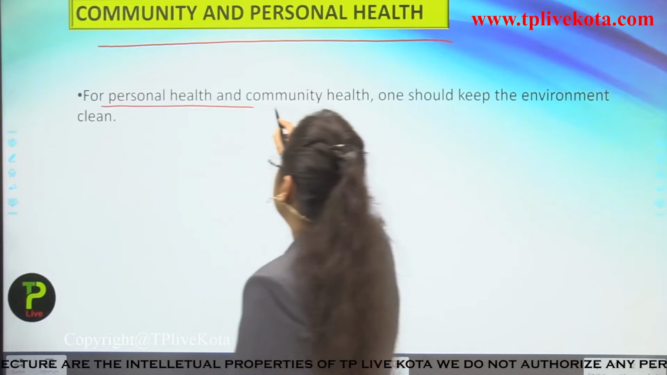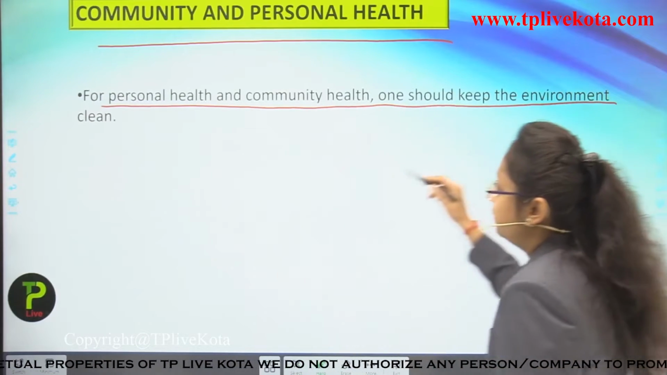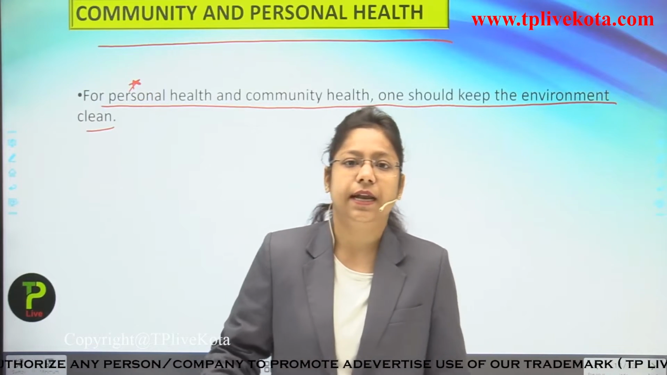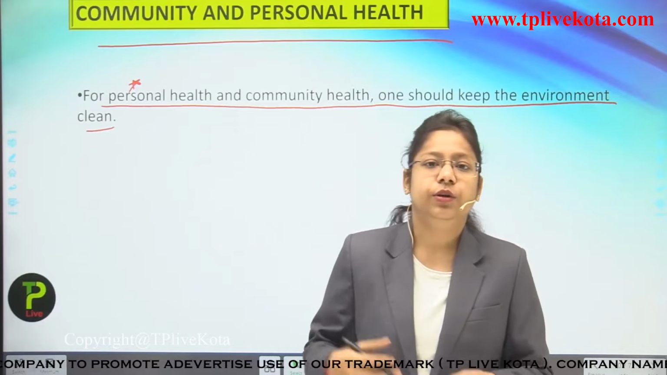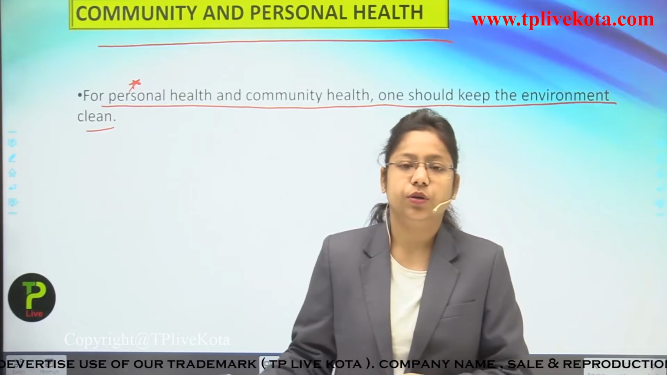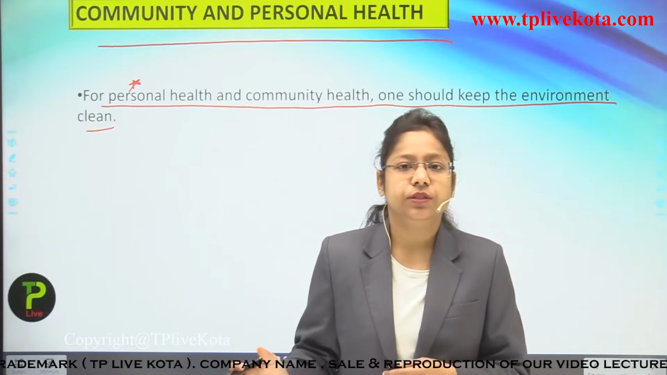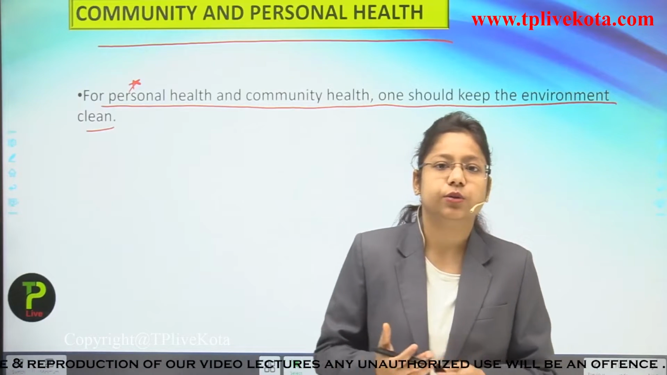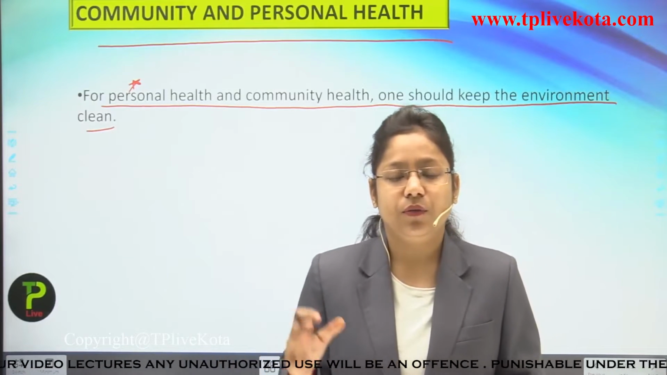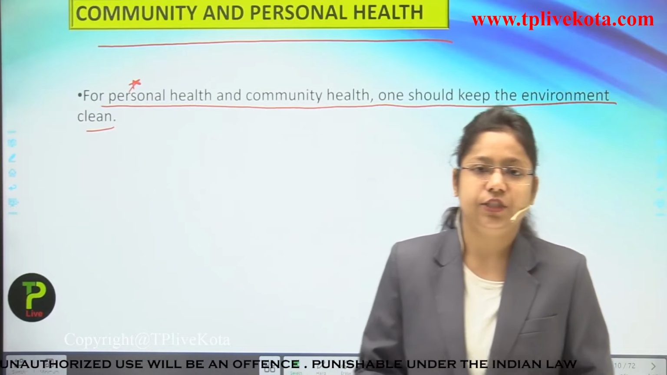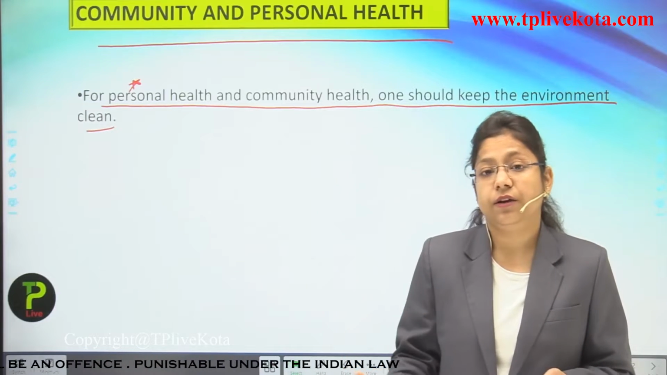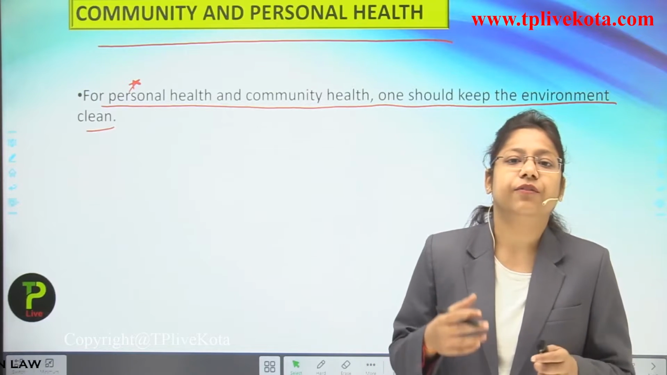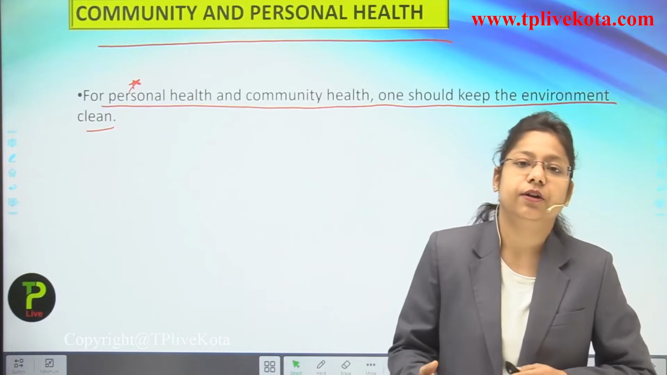For personal health and community health, one should keep the environment clean. This is very important. Actually, what people do is collect the garbage in our home and throw it on the roads. So what will happen, different kinds of infective agents like mosquitoes or flies will come over it, they will sit on those infectious things, and then they will sit on our food, so they will make our food contaminated. So we should take care of our society as well as ourselves.